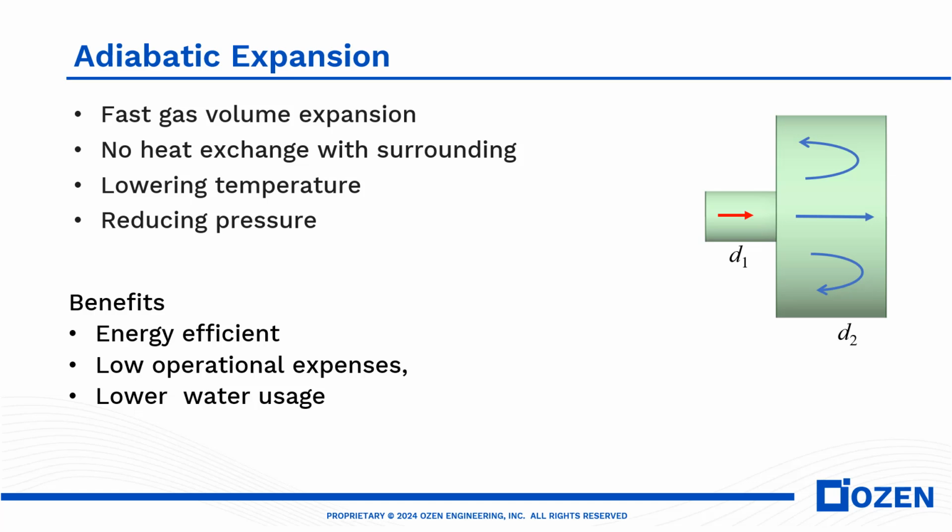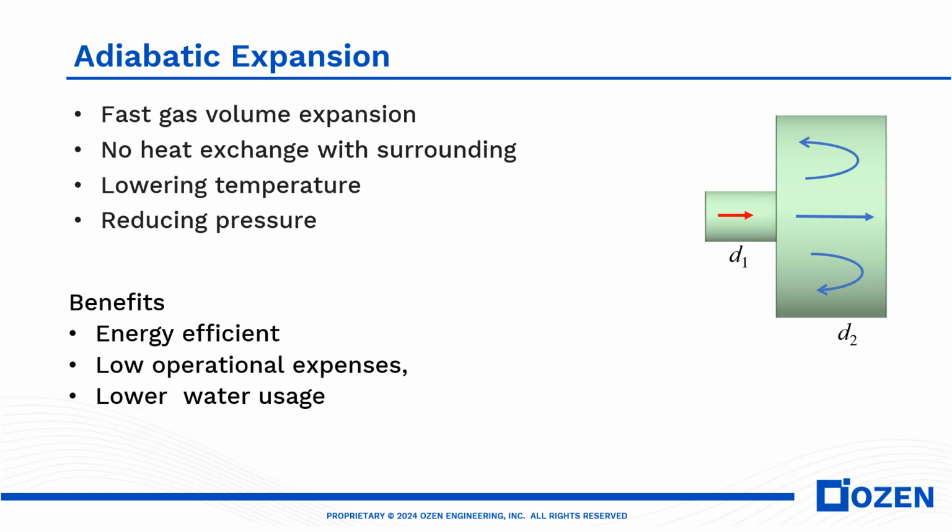Basically, when gas passes through an opening, the volume of the gas suddenly expands. If there is no heat transfer from the walls, so there is no exchange of heat between the system and the surroundings, then it causes the temperature and pressure of the gas to drop. And this is a way of cooling that sometimes we can use.